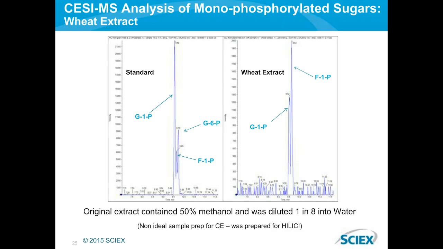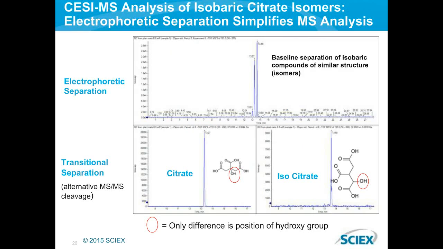What you can see also, if you look closely, is that the migration times are very similar, comparing a standard to wheat extract, virtually the same. This aids in the discrimination of these two compounds. So that's looking at phosphorylated sugars.